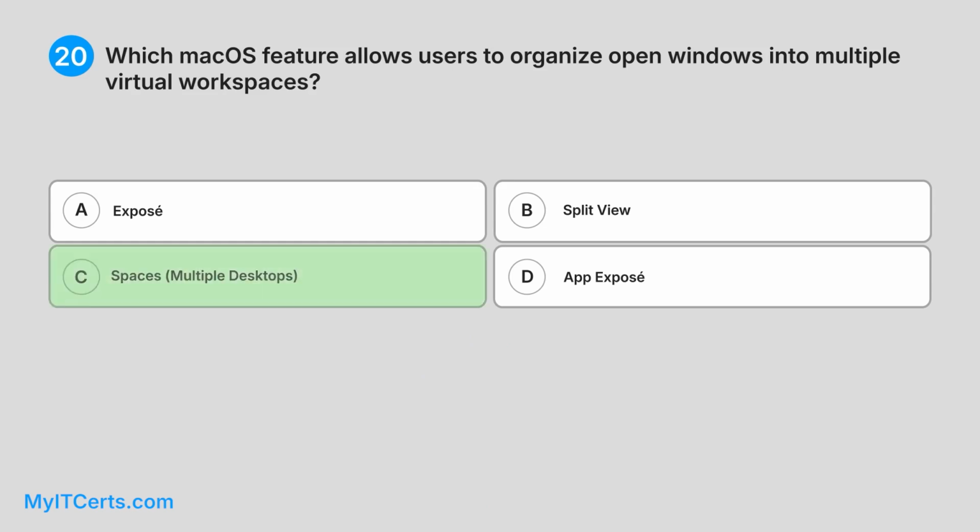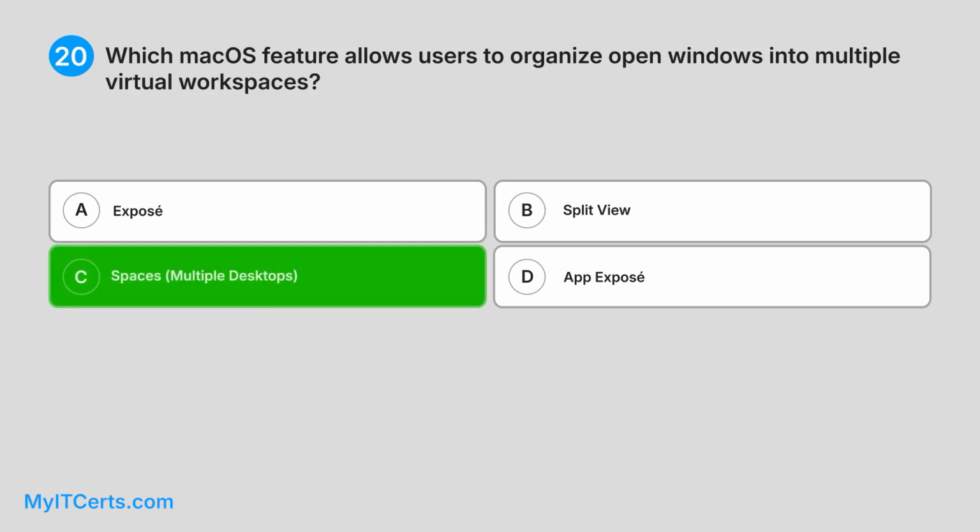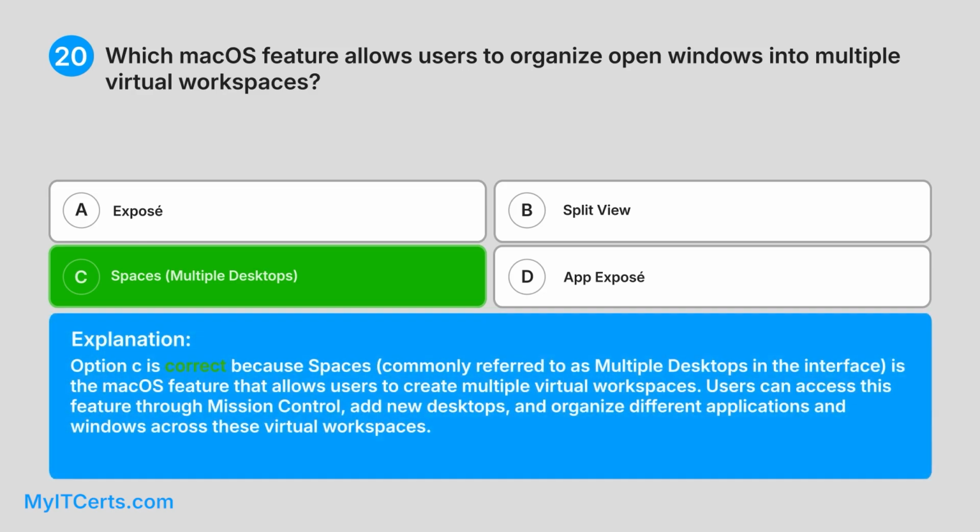Correct answer, C. Spaces, multiple desktops. Explanation. Option C is correct because Spaces, commonly referred to as multiple desktops in the interface, is the macOS feature that allows users to create multiple virtual workspaces. Users can access this feature through Mission Control, add new desktops, and organize different applications and windows across these virtual workspaces.